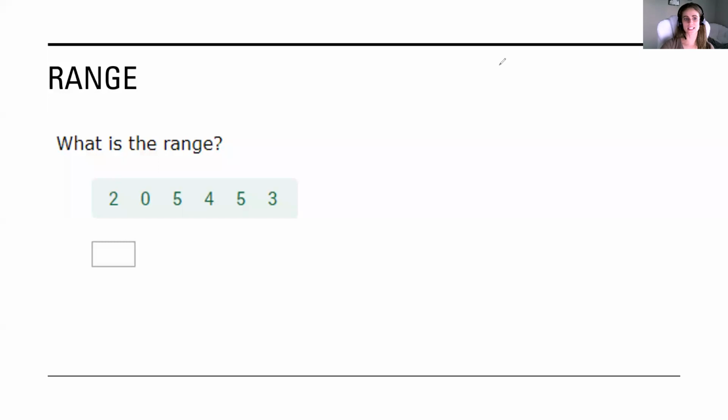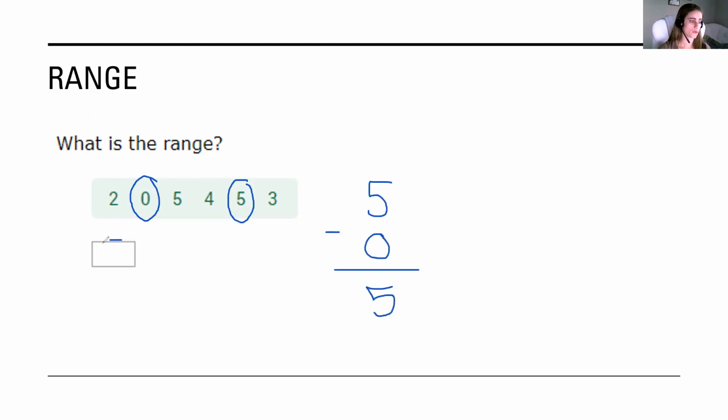And last but not least, let's practice range. Range is the difference from the lowest and the highest number in your data set. So again, if they're ever in order because you're doing median, that helps you, but they don't have to be. We just need to identify the lowest number and the highest. Our lowest number is 0. The highest number in our data set is 5. We're going to find the difference. We're going to subtract. So 5 minus 0 is 5. Therefore, we have a range of 5.